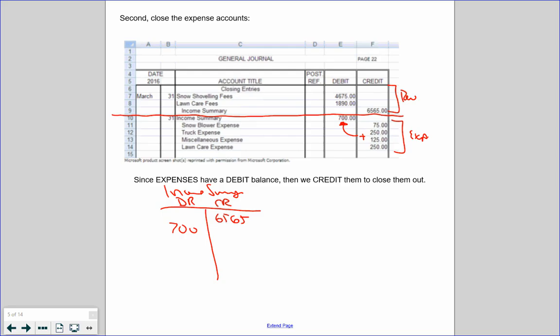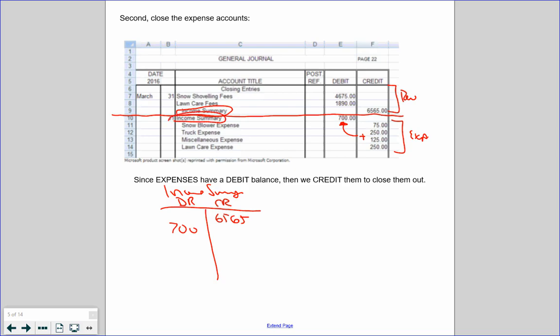So that's how you close out revenue. That's how you close out expenses. You just do the opposite to whatever's on the worksheet. And then the matching, right, debits have to equal credits. The other account you're using is income summary.